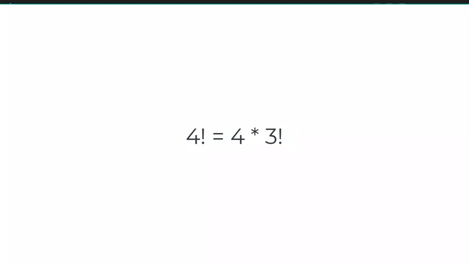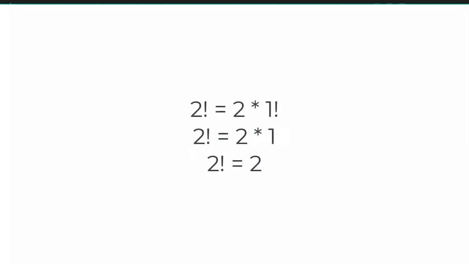the factorial of 4 to be 4 into the factorial of 3. And then we can calculate the factorial of 3 to be 3 into the factorial of 2, and 2 factorial to be 2 into the factorial of 1. And by definition, the factorial of 1 is 1. And this way we can plug that into the factorial of 2, where we have 2 into the factorial of 1. Then 2 into 1 is going to be 2.